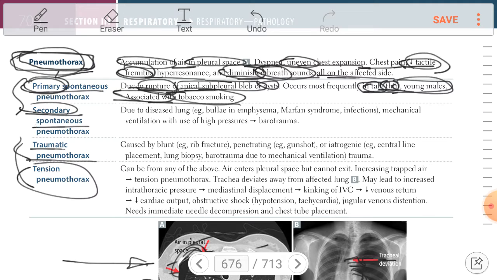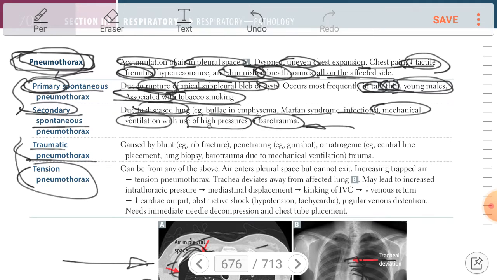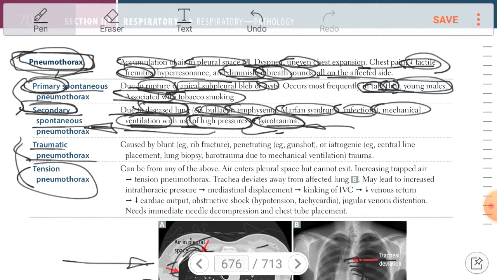Then secondary to a disease in the lung, like bullous emphysema or Marfan syndrome or infections, or this is so important, barotrauma: mechanical ventilation with high pressure, leading to rupture, leading to secondary spontaneous pneumothorax. The rupture is called what? Barotrauma. Then this is the secondary, due to disease in the lung, bullous emphysema or Marfan syndrome or infections. Mechanical ventilation with use of high pressure is called barotrauma.